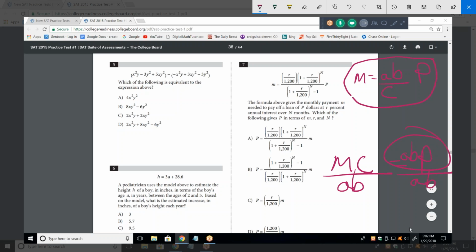Okay, now the AB's cancel, and I'm left with P. P equals M times C divided by AB. So that's our answer. The only thing is that they've complicated it up by putting in that's our A, that is our B, and this is our C.